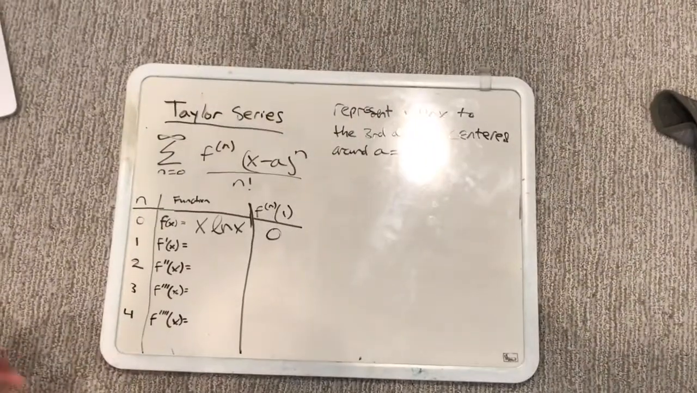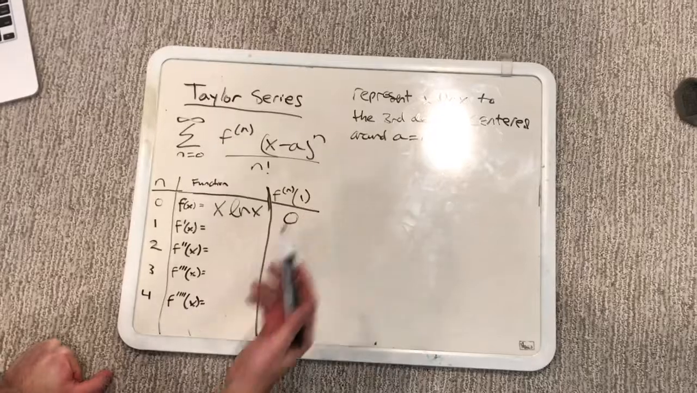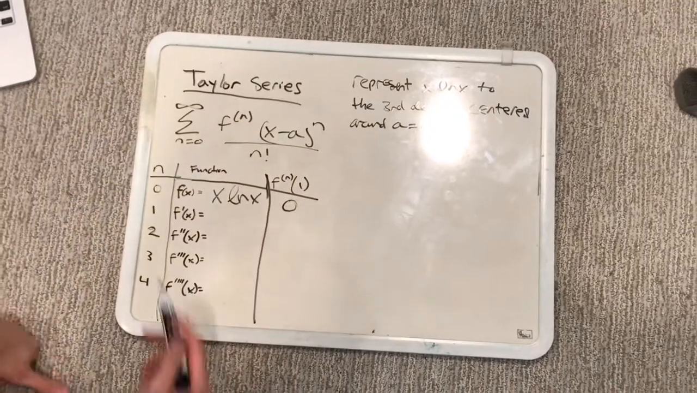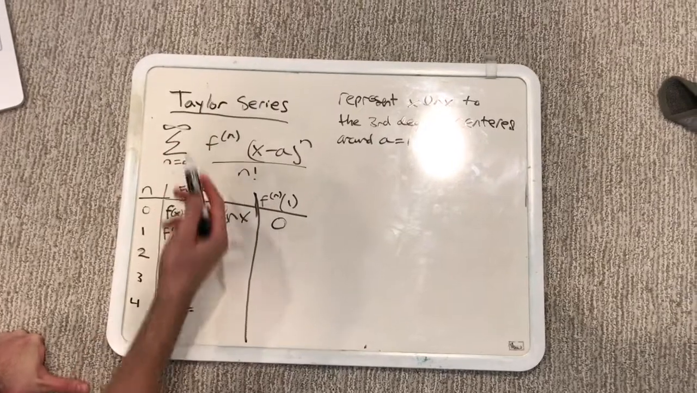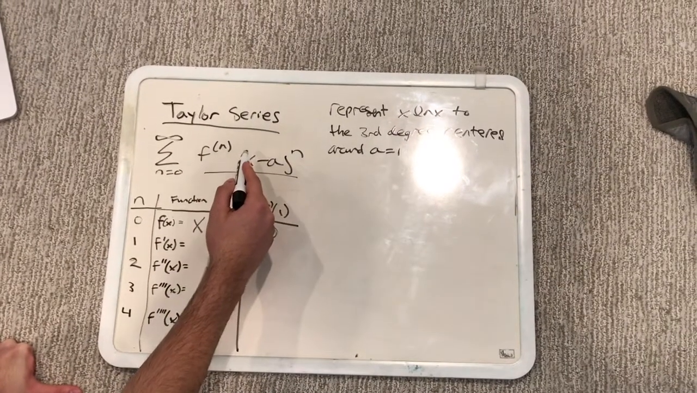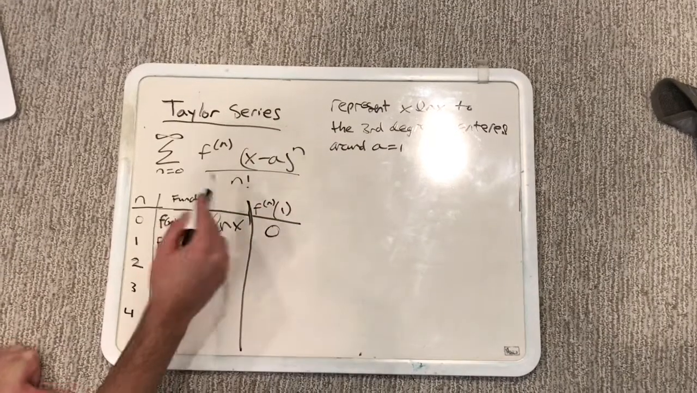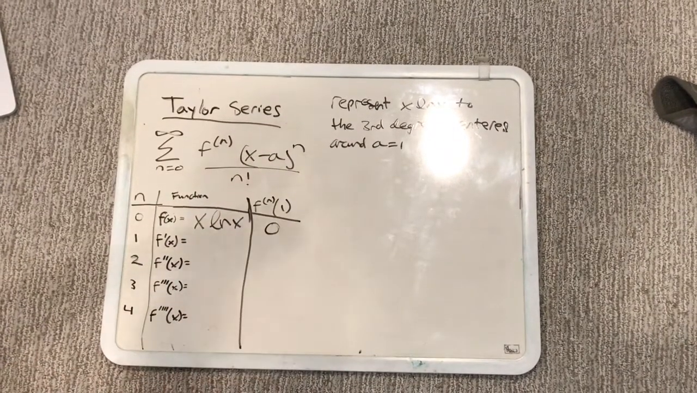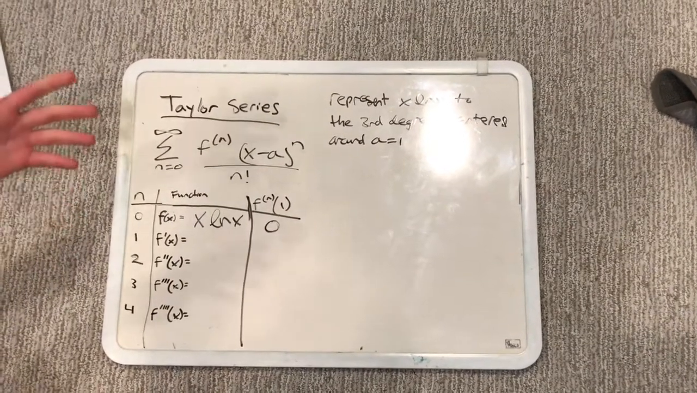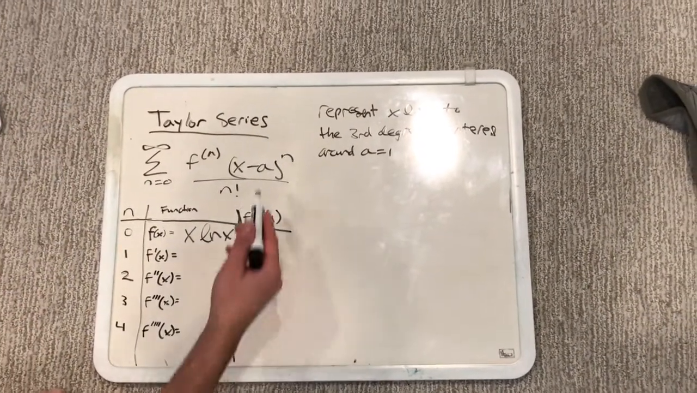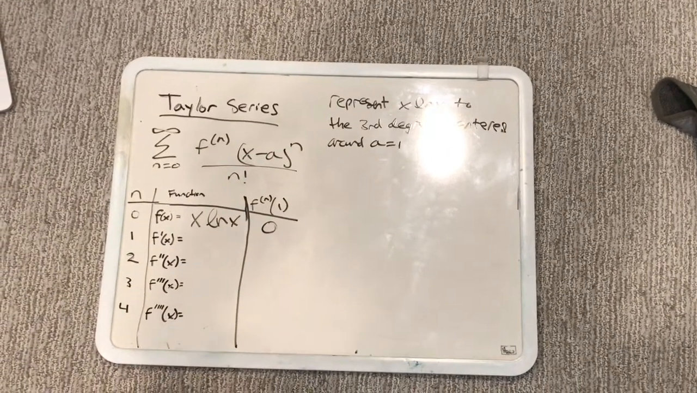Okay, so we're going to represent x ln of x to the third degree centered around a equals 1. And we're going to use the Taylor series to help us out. The Taylor series just says that the summation as n equals 0 to infinity of f to the n of a times x minus a, which is what it's centered around, to the n over n factorial. This is how you represent a function using the Taylor series. And then the Maclaurin series is basically the same thing as this, except a is always going to be 0, so it'd just be x to the n. But they're basically the same concept.